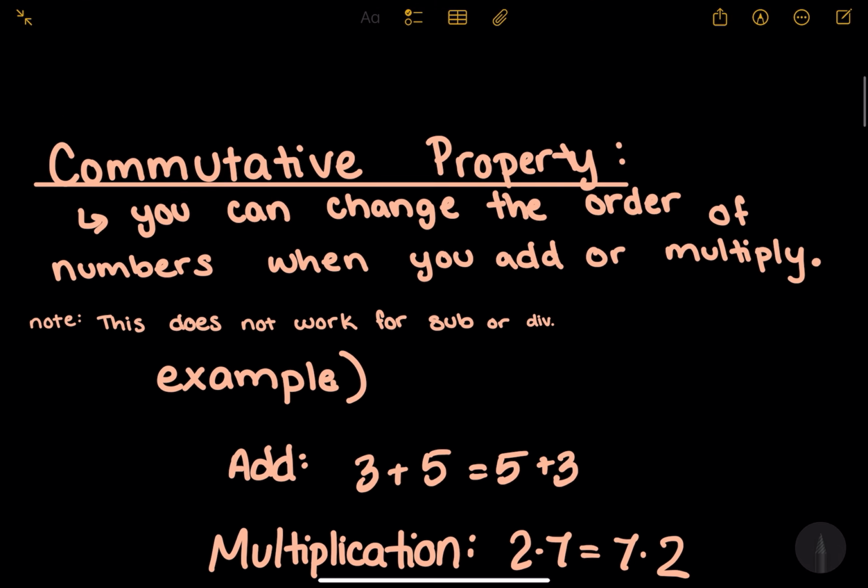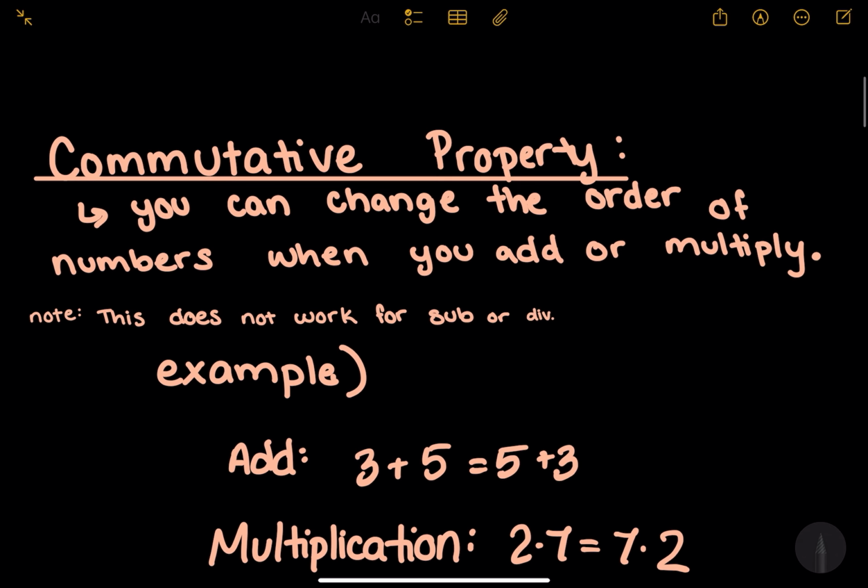Our first property is the commutative property. You can change the order of numbers when you add or multiply. One thing to keep in mind is that it doesn't work for subtraction or division.